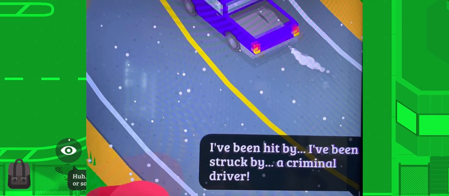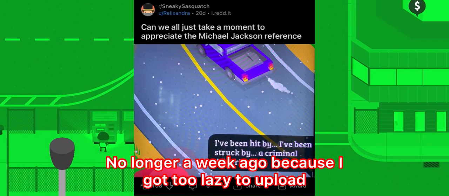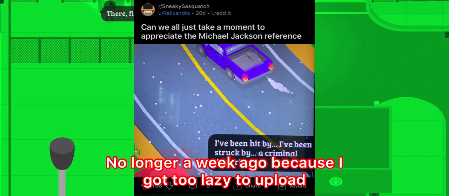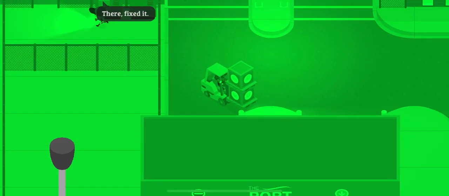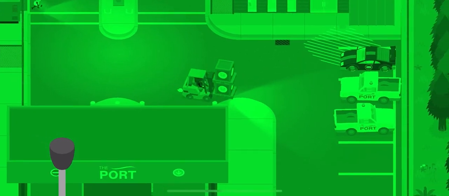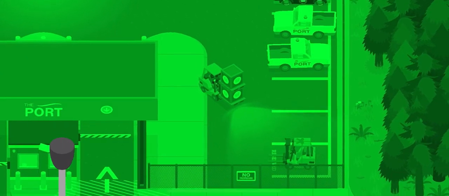I've been struck by a criminal driver, and I actually learned this from a Reddit post from about a week ago. That will be linked in the description again, because if it wasn't for that post, I wouldn't have noticed it. But anyway, yeah, I will look up the lyrics.